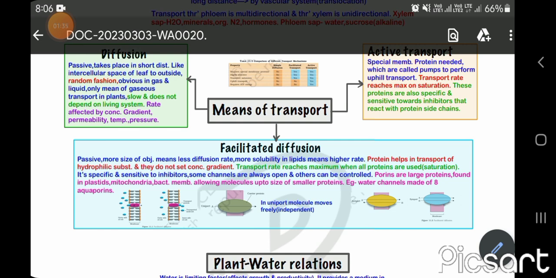Some channels are always open and others can be controlled. Porins are large proteins found in plastids, mitochondria, and bacterial membranes, allowing molecules up to the size of smaller proteins.